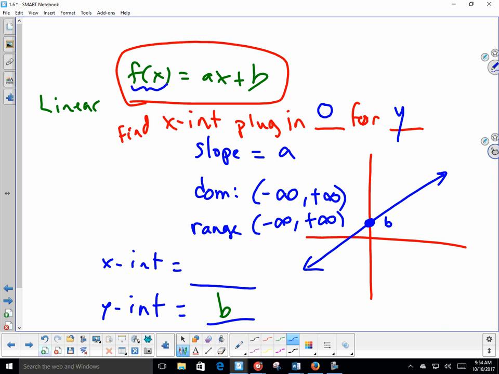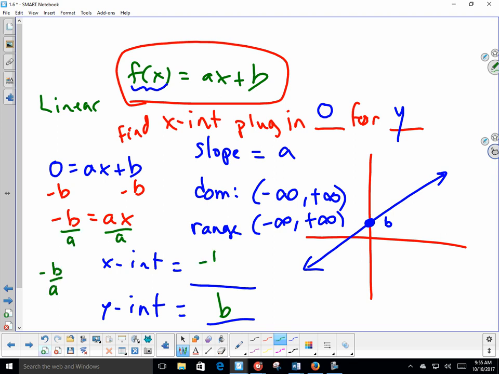That means this is our y. So I get 0 equals ax plus b. And then we're going to solve by solving for x. So talk me through that, Nick. You divide by a, or no, subtract b. Subtracting b first, we get negative b equals a times x. Then dividing by a, we get negative b over a. That's going to be our x-intercept.